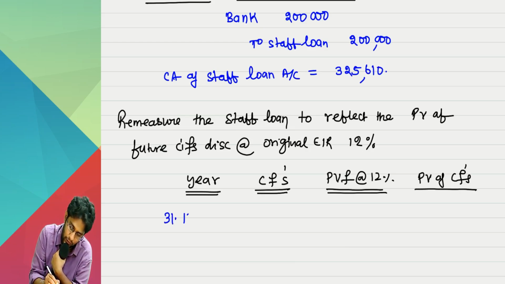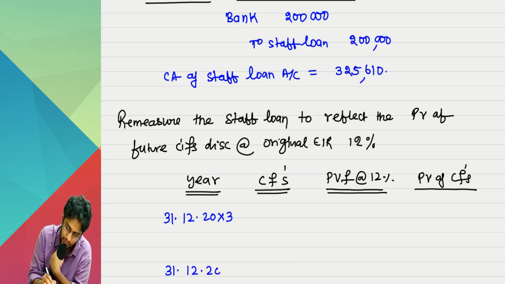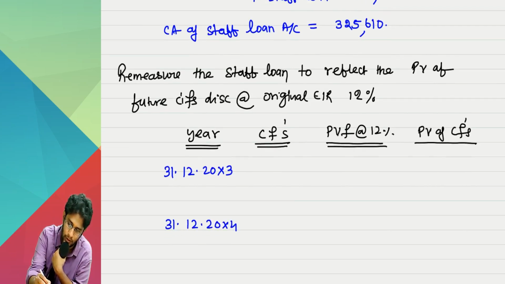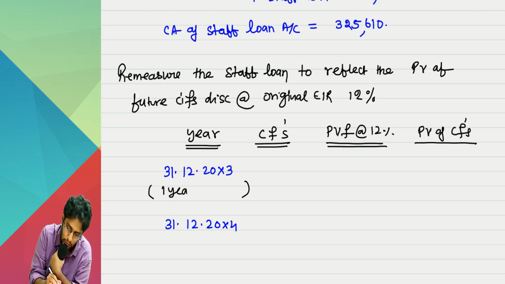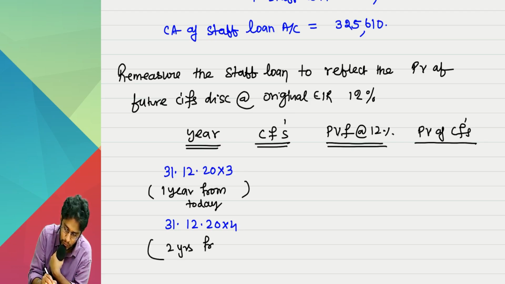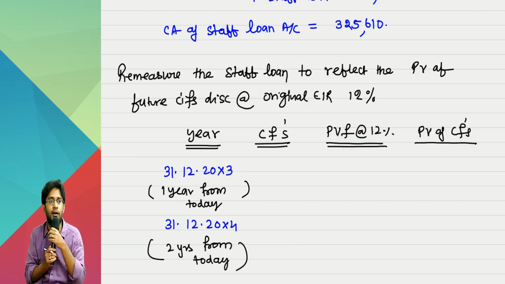One amount you have to receive on 31st December 20x3. One amount you have to receive on 31st December 20x4. But you are already standing at x2 ending. This is 1 year from today, whereas this is 2 years from today. Why this has to be correctly identified is otherwise you will get the PV factors wrongly.